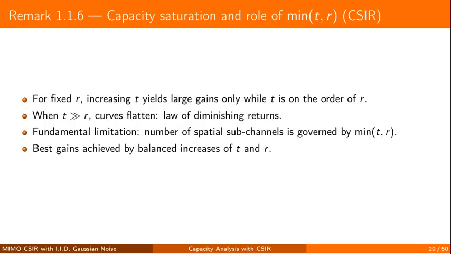The gains, however, are not unlimited. For a fixed number of receive antennas, adding transmit antennas helps strongly only while the two counts are comparable. Once we have far more transmitters than receivers, the curves flatten, a clear law of diminishing returns. The fundamental reason is that the number of usable spatial subchannels is bounded by the smaller of the two antenna counts. So, for CSIR MIMO, the best gains come from increasing both sides in balance.